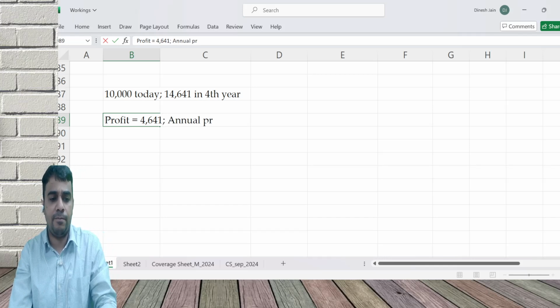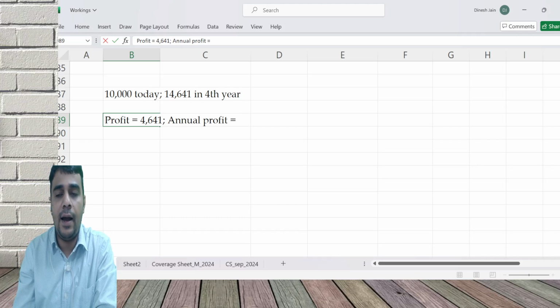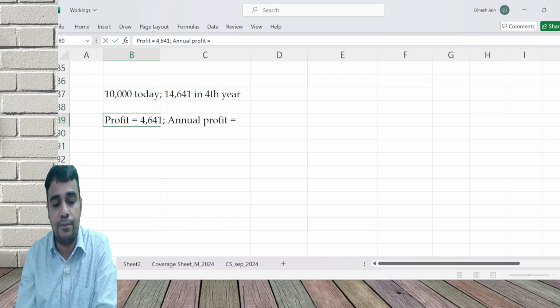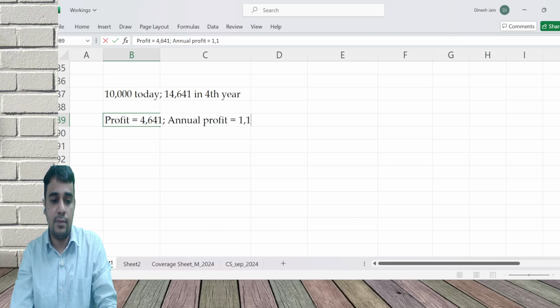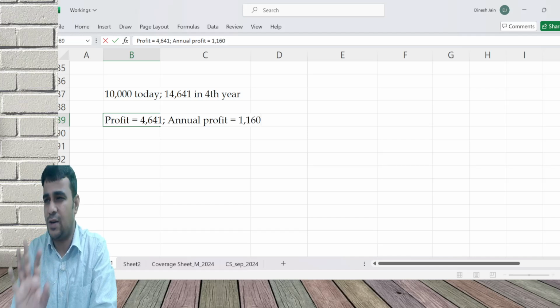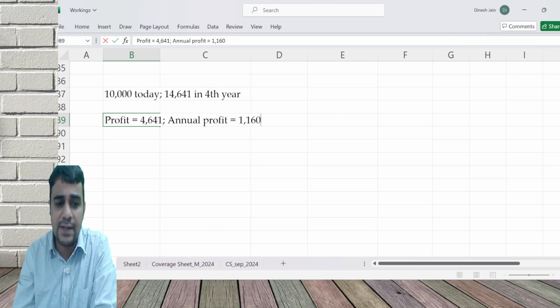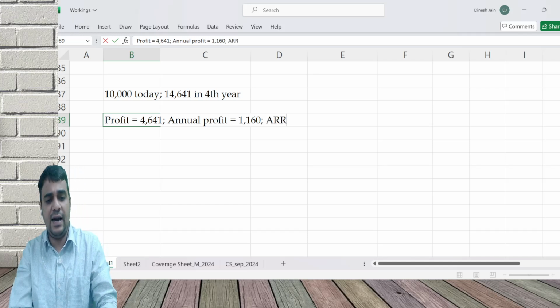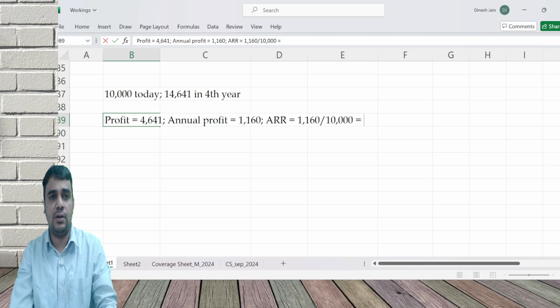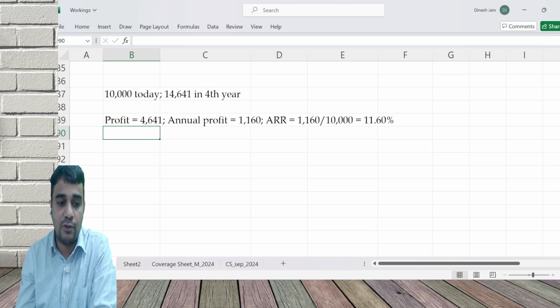Annual profit, divide by 4. 1160 approximately. That is my every year profit in my books of accounts. ARR is 1160 divided by 10,000, which is 11.6%. Now the problem is, bank is saying I'm paying you 10%, and your calculation is showing 11.6%.